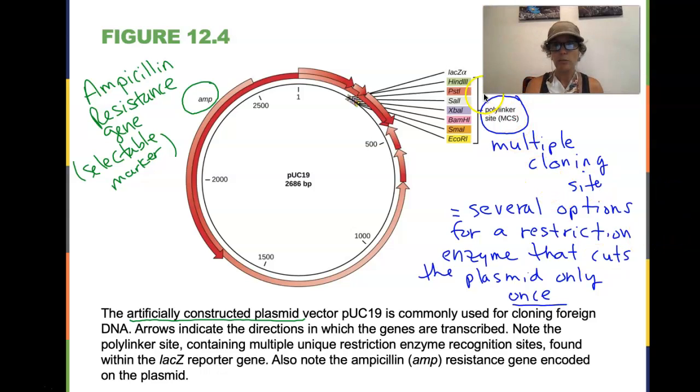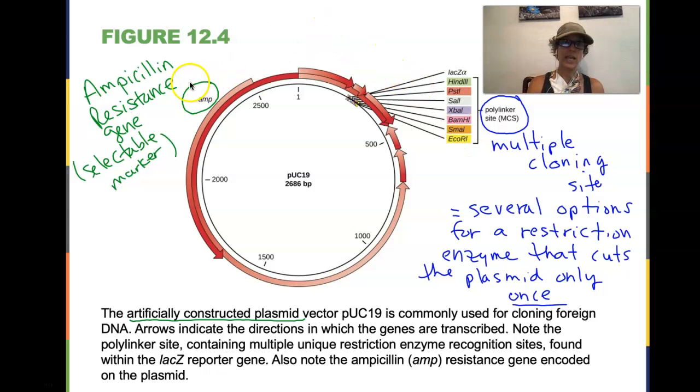So this has, what? 1, 2, 3, 4, 5, 6, 7 different options. And we have several different options because depending on the DNA of interest, we may not have all of these options. We may only have one option that will be found with that sequence such that we can cut the DNA of interest and insert it into this plasmid.